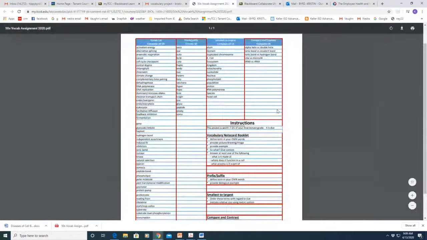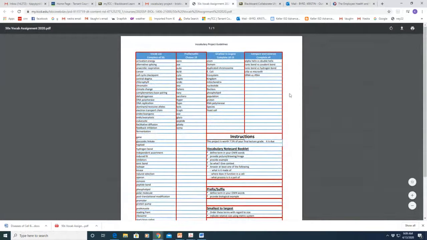This is it. Okay, so you can see that over here it says the vocabulary notebook booklet, and you have to do each and every one of these things to get full credit for each word. So you have to define the word in your own terms. You have to provide a picture, drawing, or image. You have to provide an example. And then you have to tell me a so what. So tell me why I care that you know this word.